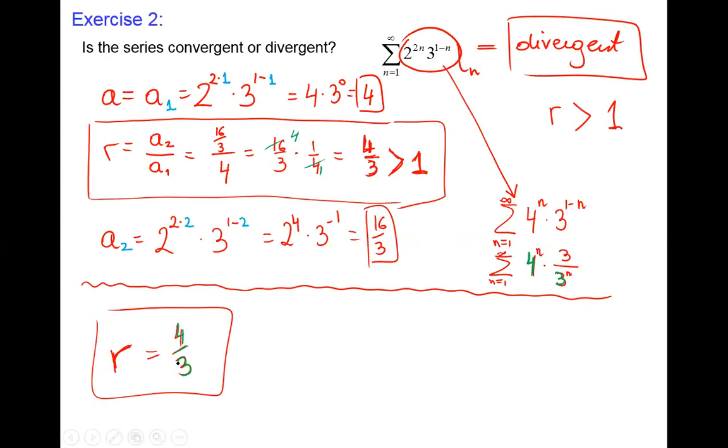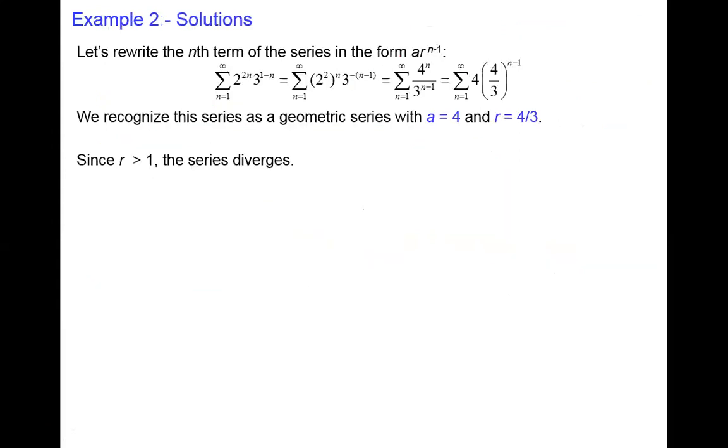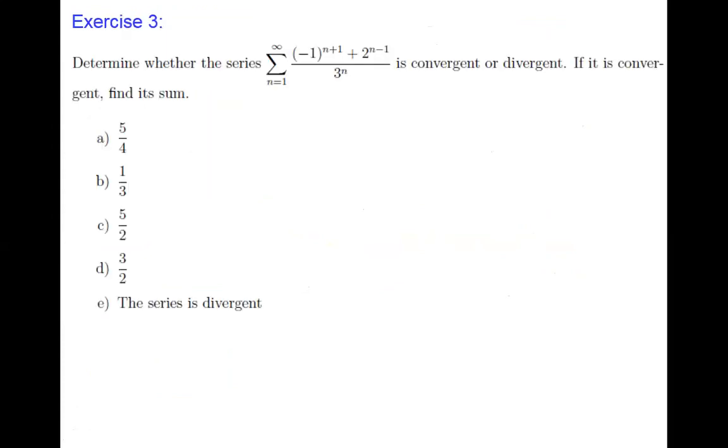I do have one more because I would like to still see the sum. This is the exam type or quiz type, which I copied from previous years. Determine whether the series is convergent or divergent. If it is convergent, find its sum. We may have the sum, or maybe the series is divergent.